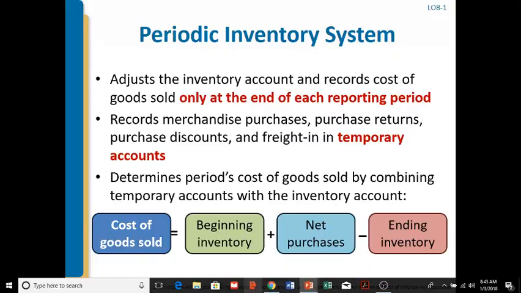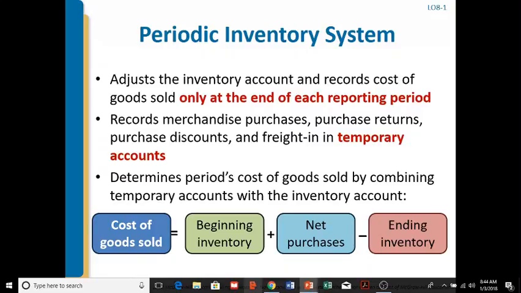Now, referring to the physical inventory count, does it mean that perpetual inventory system companies should not do a physical count? And the answer is yes, they should do a physical count each year.